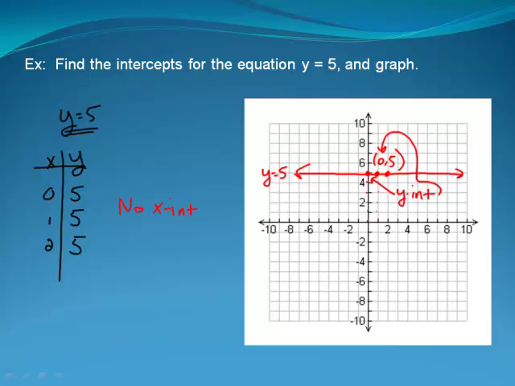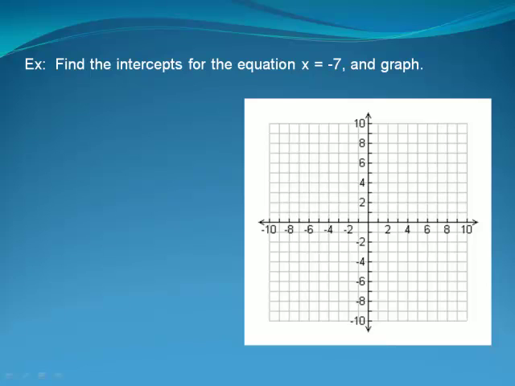Because it's a horizontal line, it's parallel to the x-axis, and it's never going to cross that. And mathematically, that makes sense because in order to have an x-intercept, you would have to be able to let y be equal to 0. And if you put 0 into this equation, it makes no sense. That's not true. You can't do it. And that tells you simply that there's no x-intercept for that particular line.